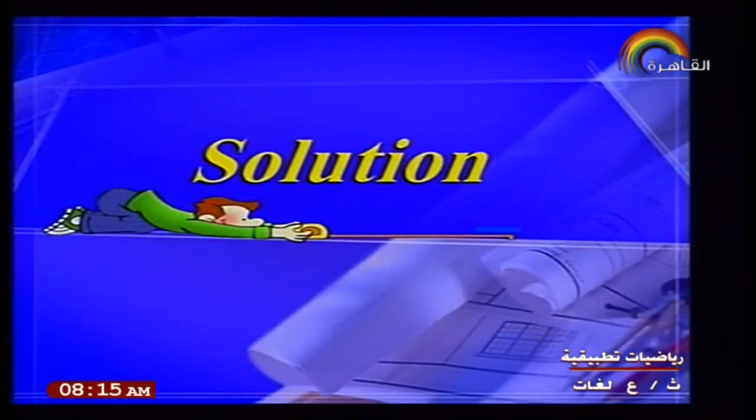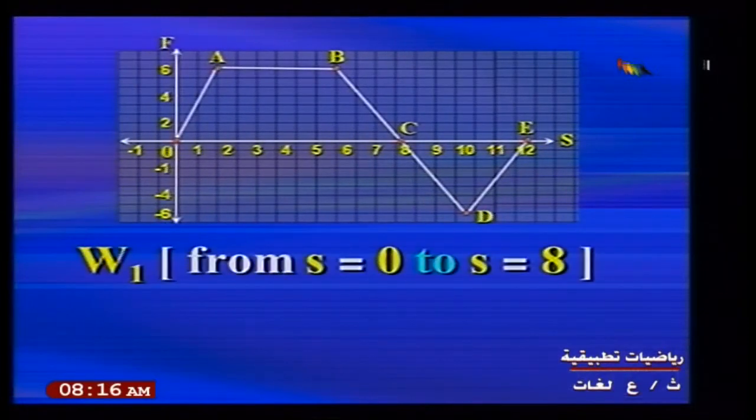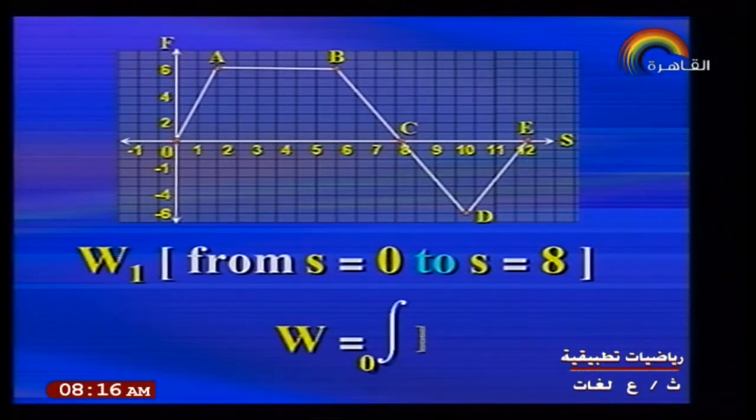Look at the solution, dear student. Look at W1 from s equals 0 to s equals 8. We find the integration from 0 to 8 of F ds. What is the integration from 0 to 8 of F ds? It represents the area of a trapezium. This trapezium OABC represents the integration from 0 to 8 of F ds.